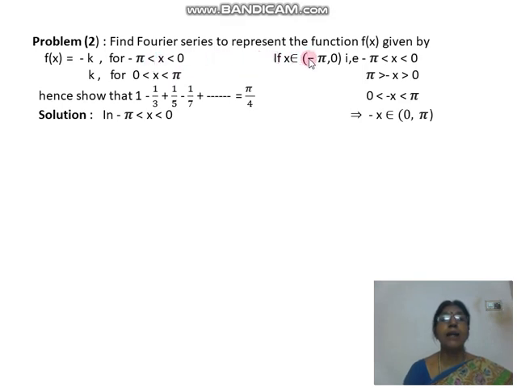In the first interval minus pi to 0, x belongs to minus pi 0. Minus pi less than x less than 0. Multiply all sides with minus, what do you get? Minus x, minus 0 means 0, but the symbol changes.